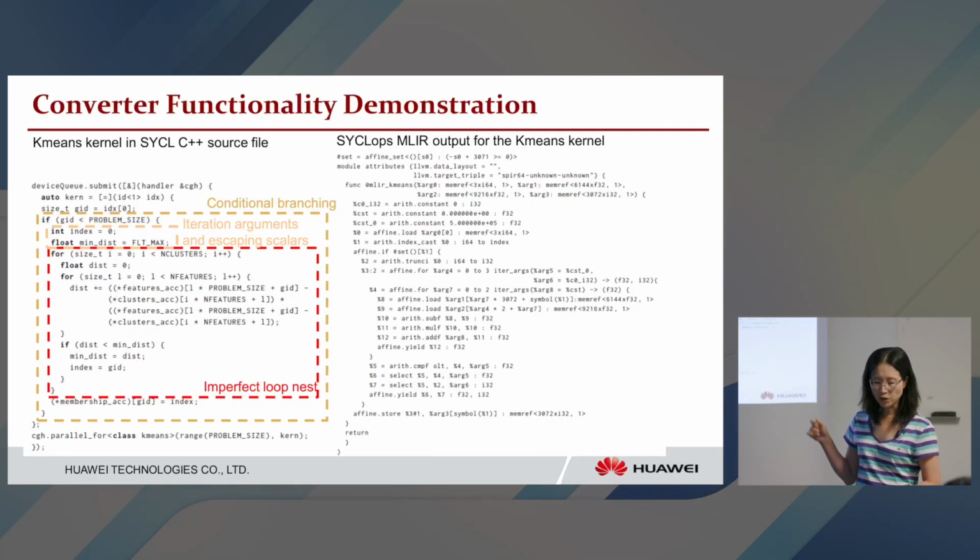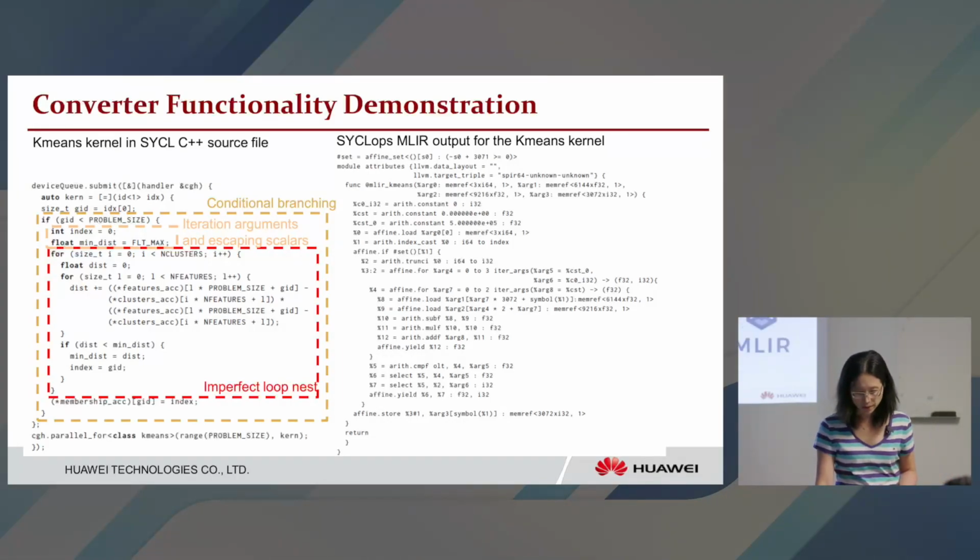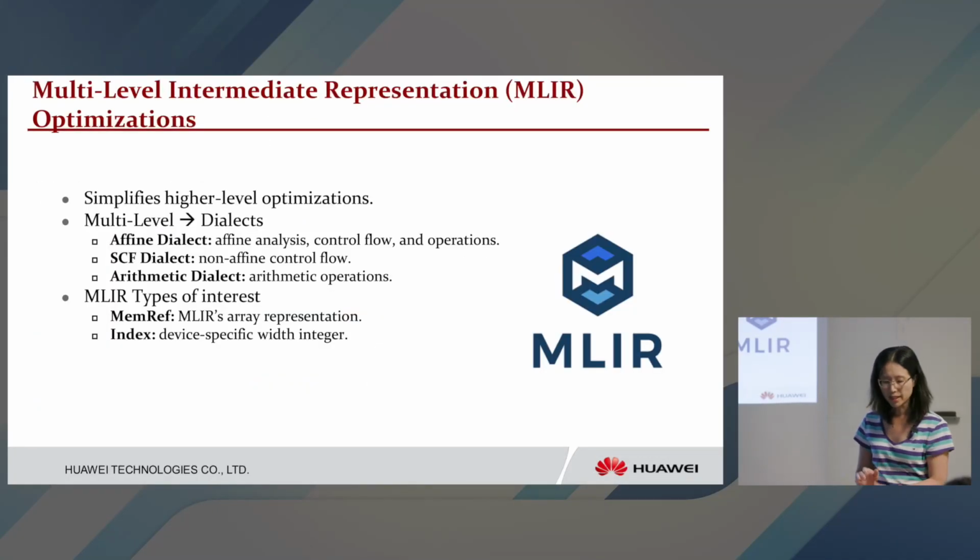The converter functionality is demonstrated using this very extensive case of k-means. That's a SYCL device code that shows conditional branching, iteration, escaping scalars, imperfect loop nests, and the ability to convert into the affine dialect. Okay, so zooming through. And am I in good timing? Okay, timing. But yes, I will have another 10 minutes.